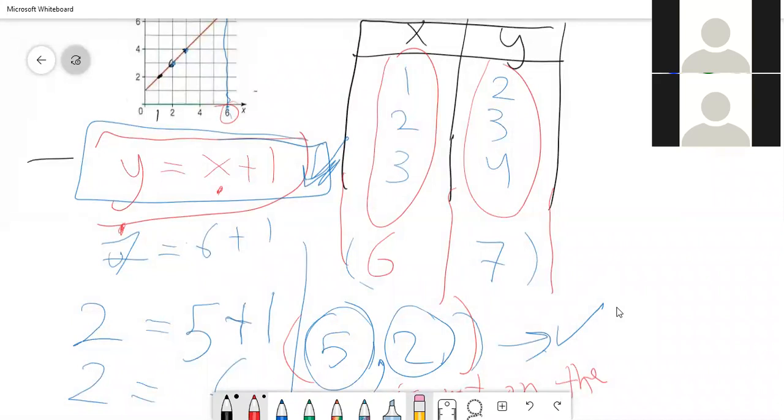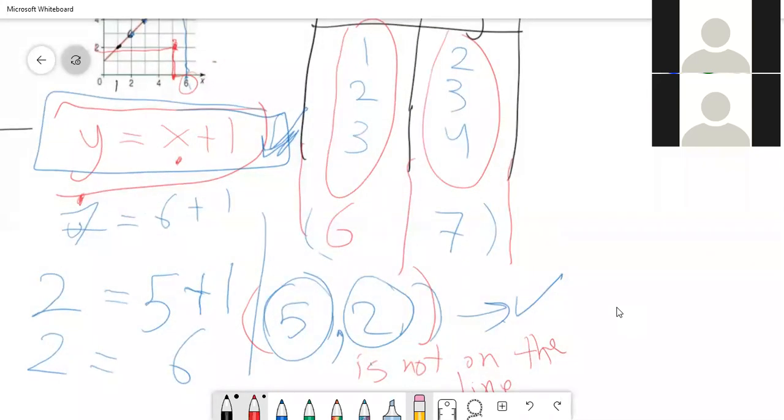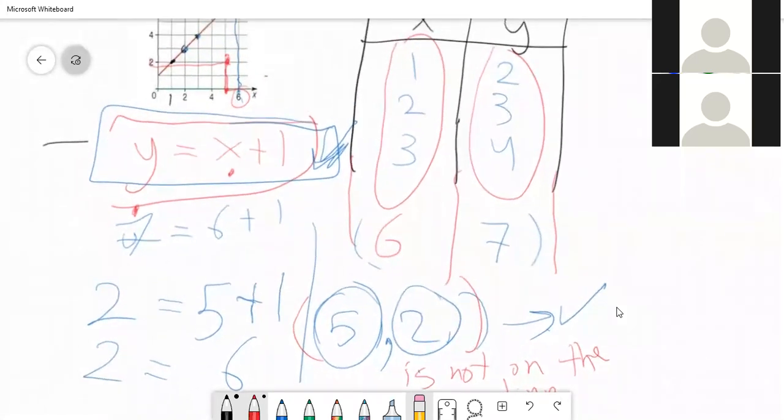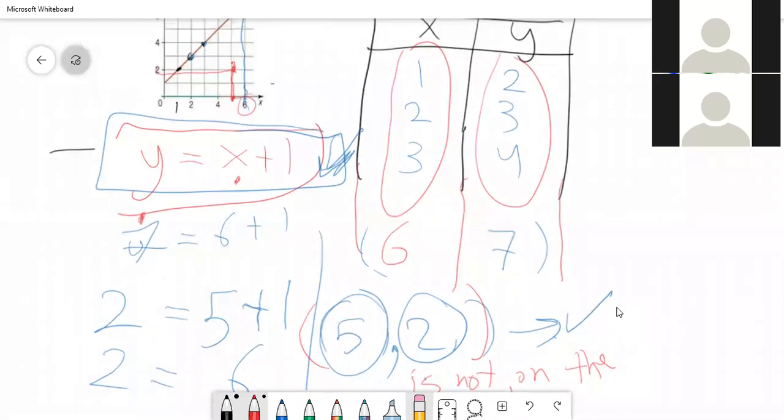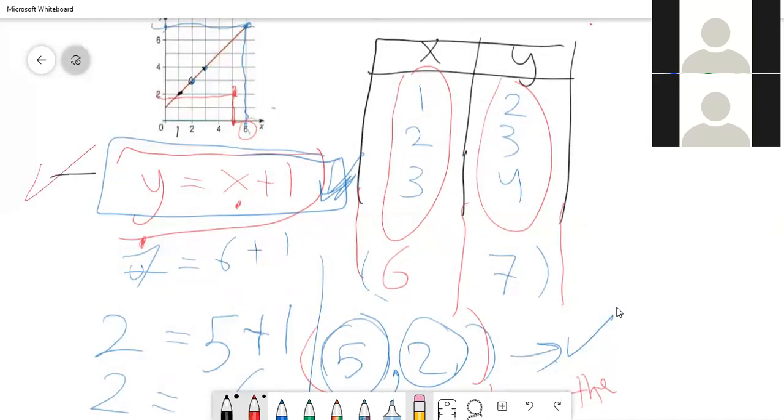Let's see from the graph. What is 5 here? Where is 2 here? This is the point. It is not on the line, right? Okay, we proved that this point is not on the line mathematically and graphically, mathematically using the function and graphically using the graph. We proved that this point is not on the line.